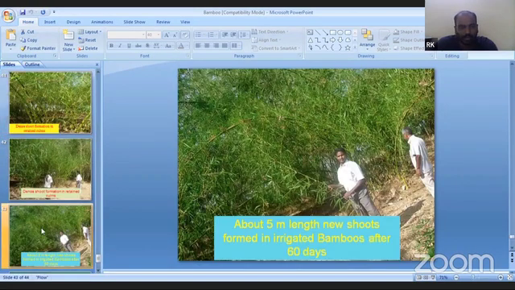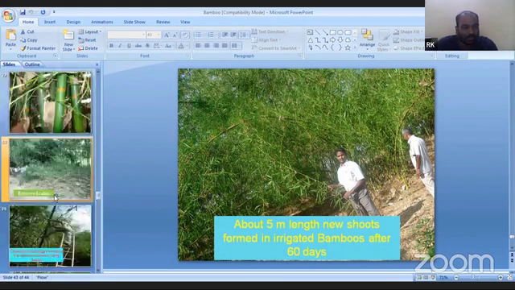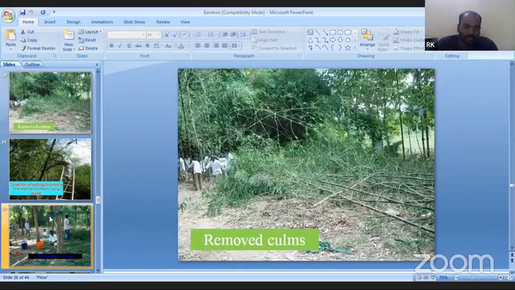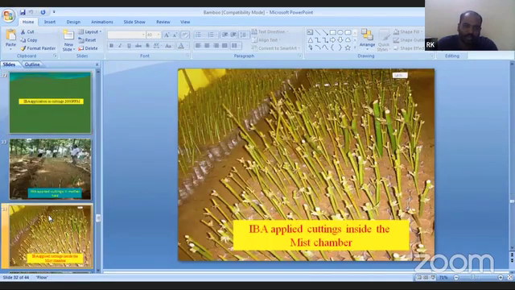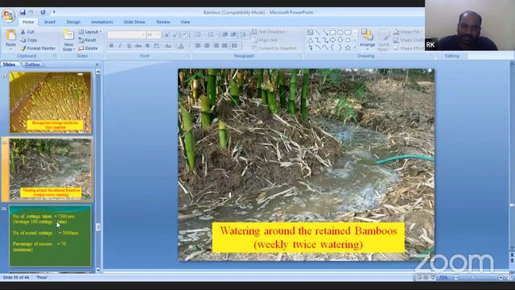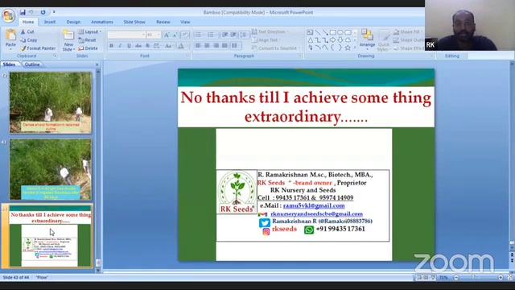Then again it will be coming. About 5 meter length new shoots formed in the irrigated bamboo after 60 days. So first here we marked and used cuttings. After that, what we do here, you see like this. Within about 5 meter length within the 60 days. That's all. Still I achieved something extraordinary.